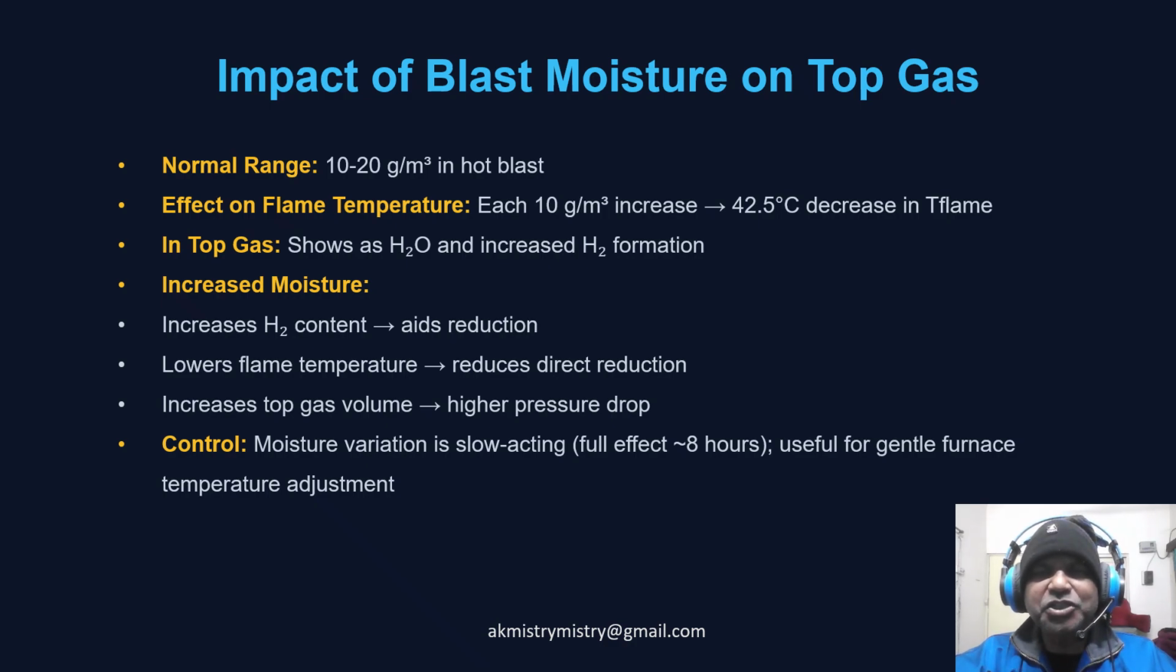Because additional moisture must be heated and decomposed, in the top gas higher moisture appears as increased H2O and elevated hydrogen content. This can support ore reduction and lower direct reduction, but it also increases top gas volume and pressure drop. Moisture is a slow acting control knob taking about 8 hours for full effect. So it is useful for gentle long term temperature adjustment rather than rapid correction.